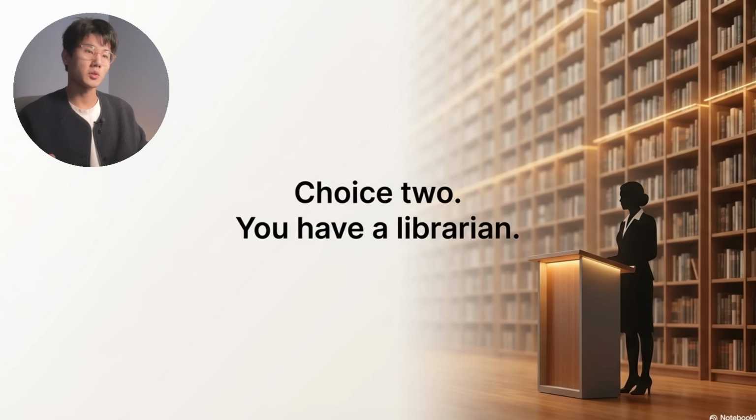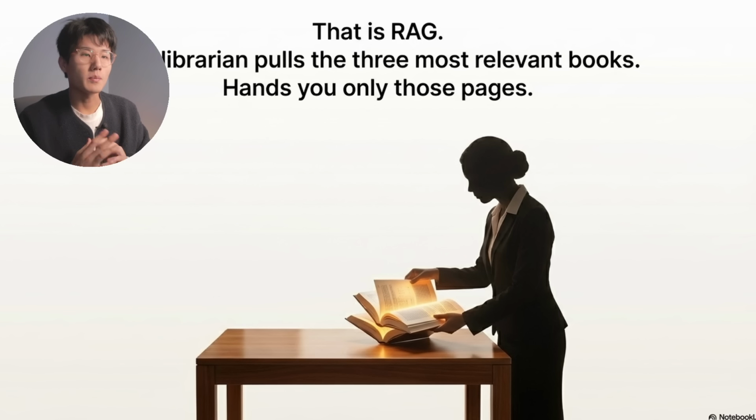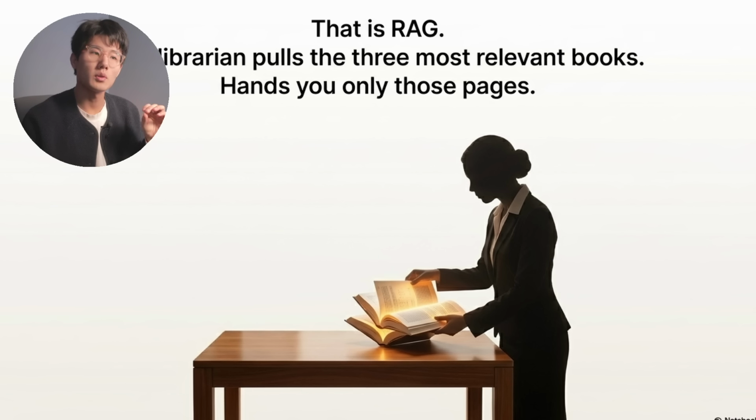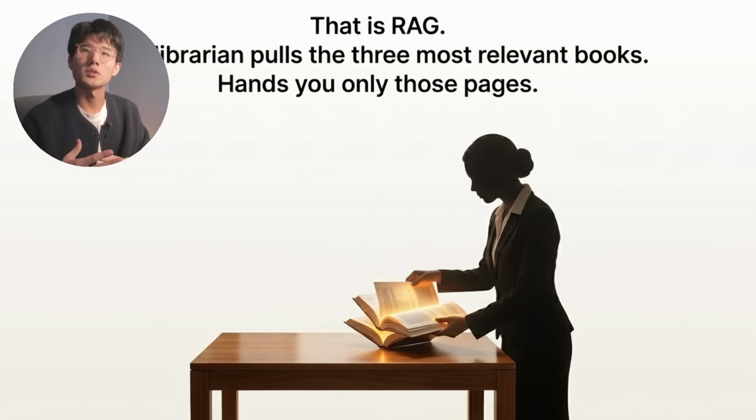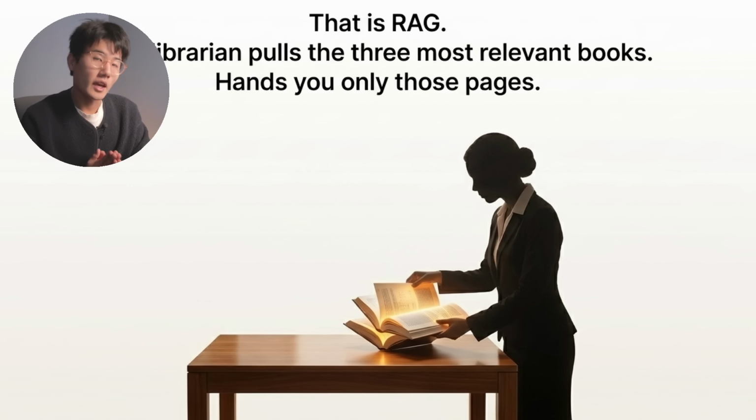The AI loads everything into its memory and tries to reason across all of it at once. And choice number two, you have a librarian. The librarian searches the shelves, pulls in the 3 most relevant books, opens them to the right pages, and hands you just those pages on a silver platter. Then you read just those pages and give the answer. That is RAG.